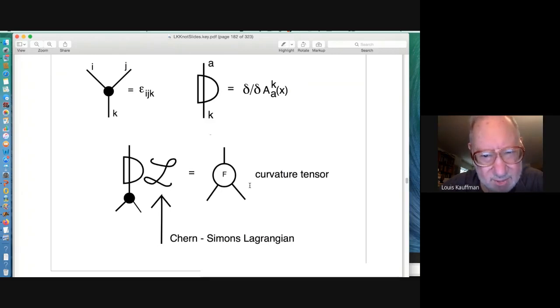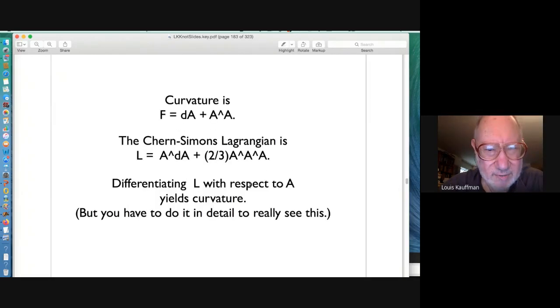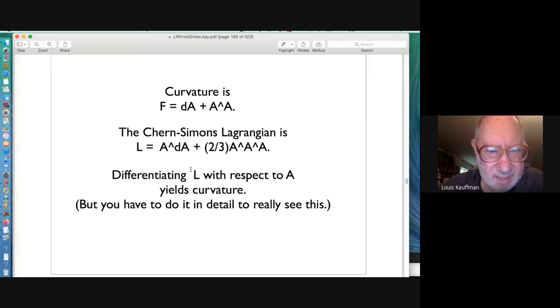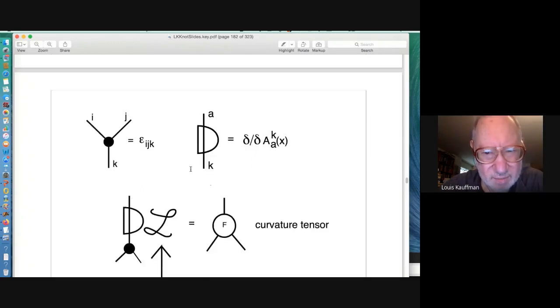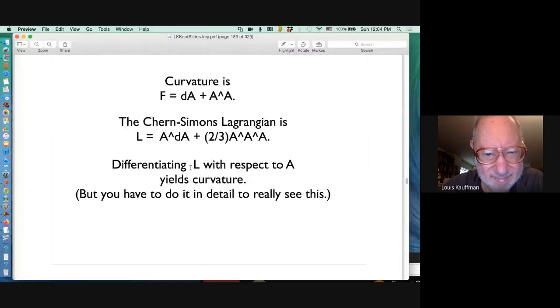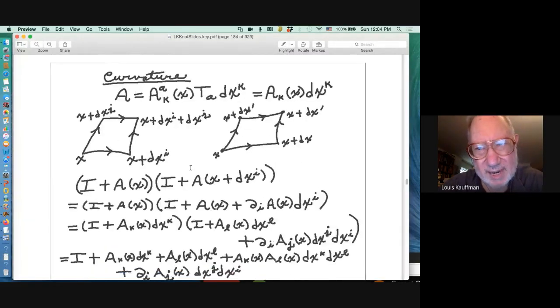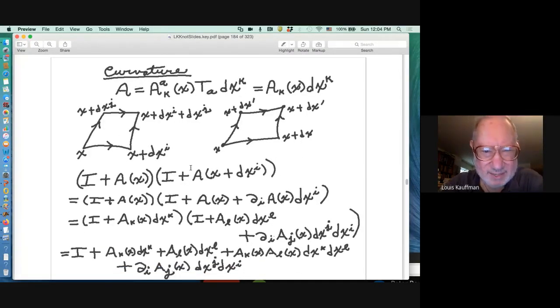So I need those. Now what about curvature? Curvature, as I said, is dA plus A wedge A. And what I've said is that differentiating L with respect to A yields curvature with these nuts and bolts. Now what about curvature? Let's take a digression and talk about the curvature. I know I'm over time, but I will try to finish after 1 hour, and then that leaves us some time to discuss. I mean, 1 hour from when I started, okay?